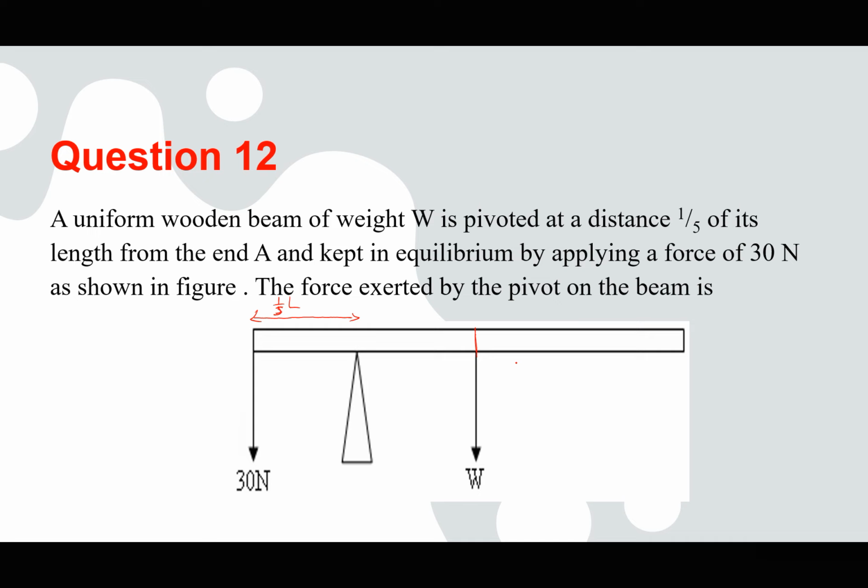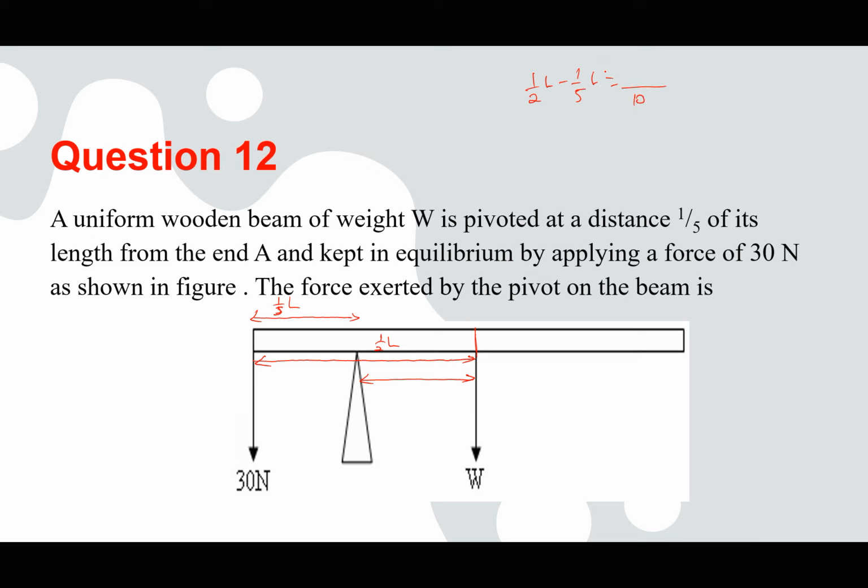So the whole of this distance here is going to be a half L. So this distance here is going to be a half L minus 1 over 5 L, which is going to be equal to 3L over 10.